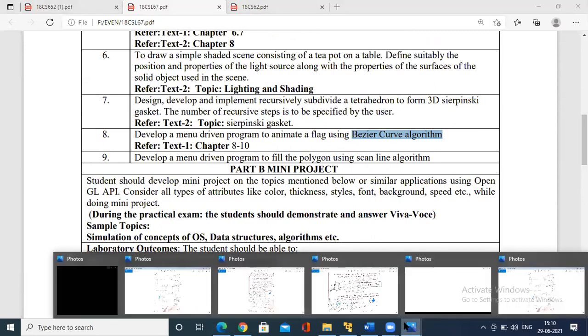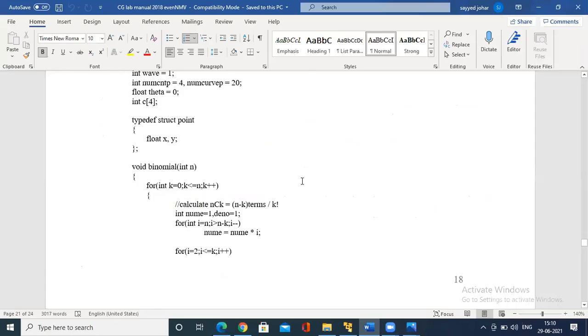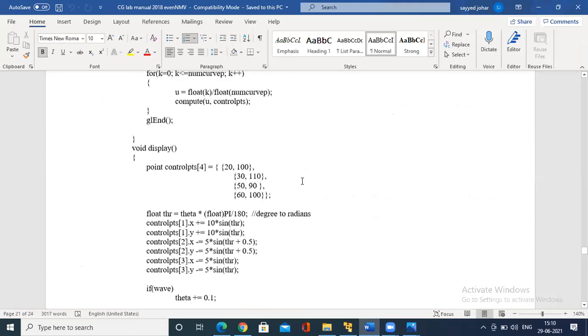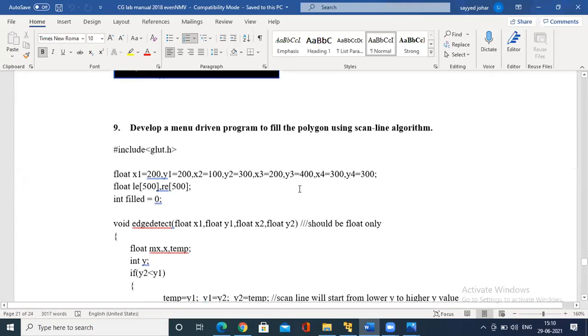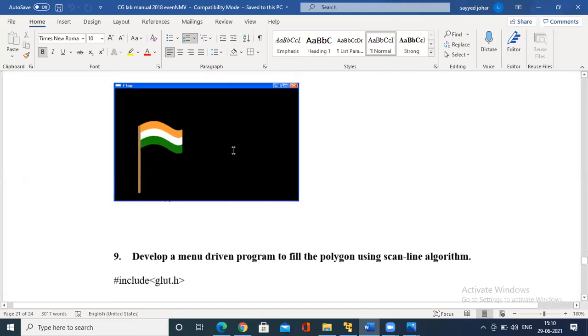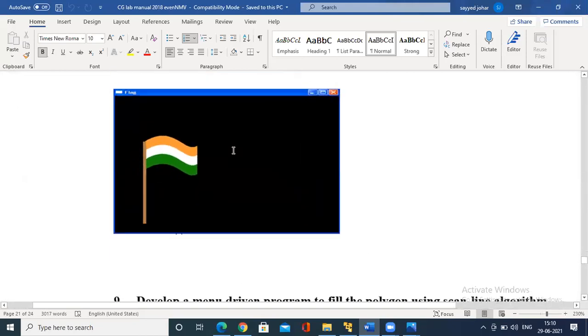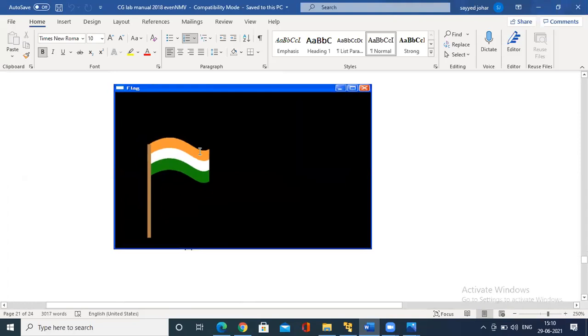I have a few things to show you. What is a Bezier curve? You have to execute a program that consists of a structure like this. This is the output you have to get. It is menu driven. On clicking right, these are all the different colors that are being specified. So you have to specify the control points.